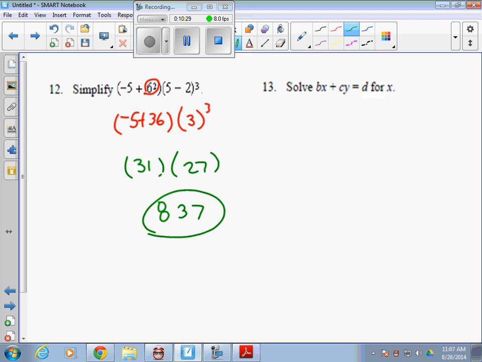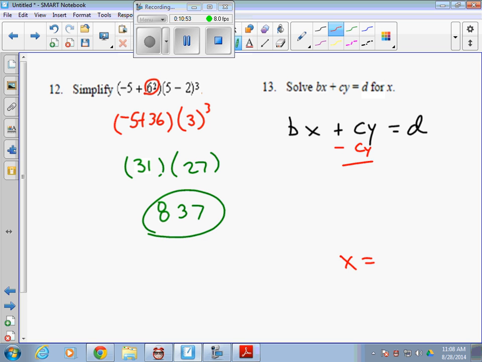13 says solve bx plus cy equals d for x. So you have two different operations you have to cancel out here. Remember, when you undo things, you undo them in reverse order of operations. b times x plus c times y equals d. We want to get x all by itself. So the first thing you want to undo is the plus cy.